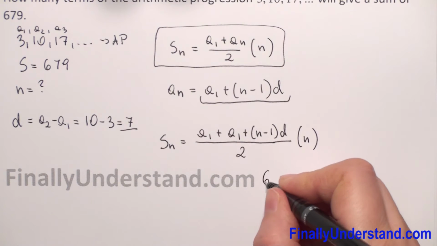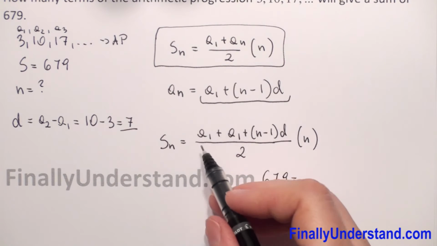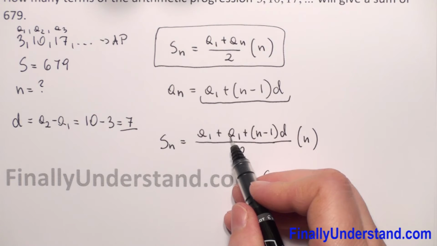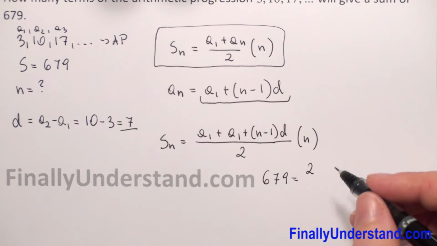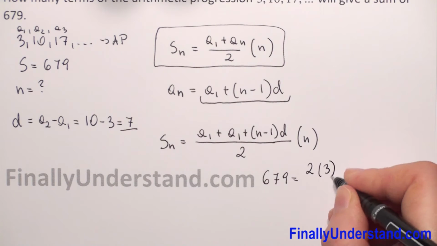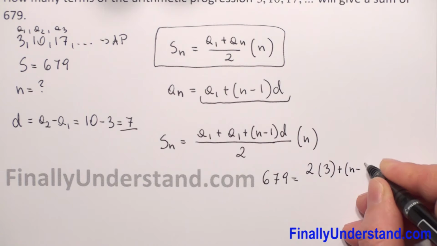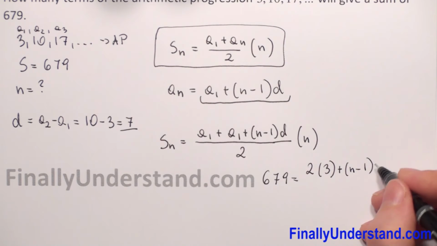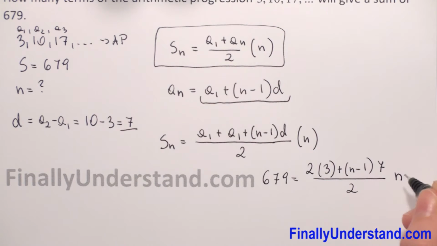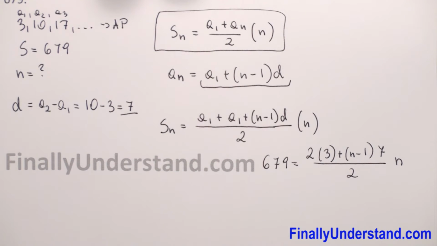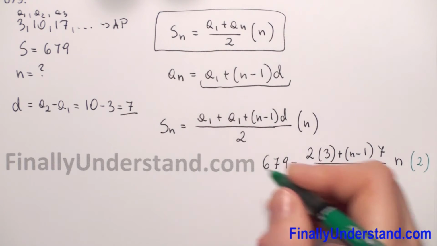Sn is 679, equal to a1 plus a1, so we have 2 times a1. We can write a1 is 3, the first term, plus n minus 1 and d we found is 7, over 2 times n. So the unknown is only n in this equation. So first, to reduce this fraction, I will multiply both sides of our equation by 2.